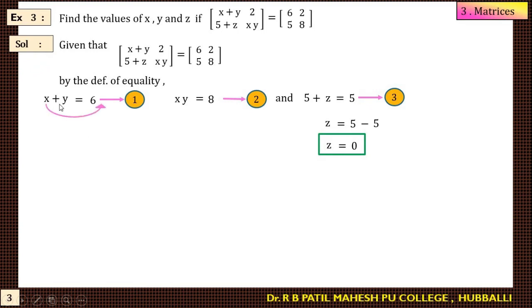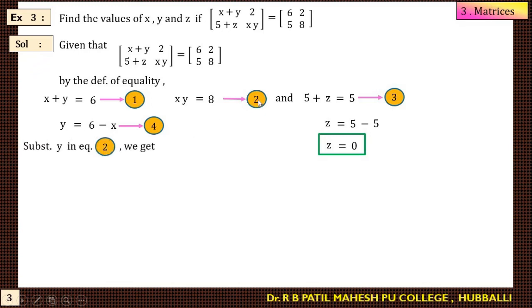Now from equation 1, you transfer the x term to the right side. You can transfer y also, no problem, but here I am transferring the x term. So what will you get? y is equal to 6 minus x. Now use this y term, 6 minus x, in the second equation. Simplify, and you will get an equation in terms of x and easily get the value of x. So take this as equation 4.